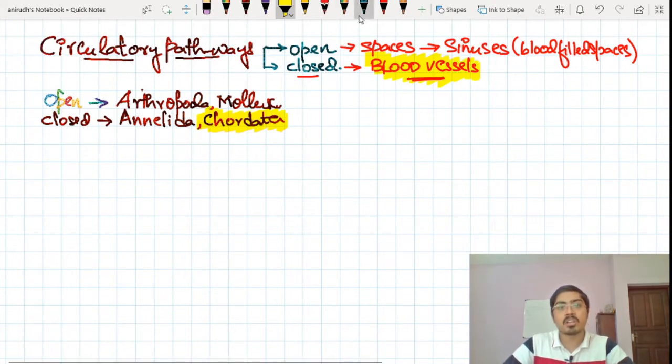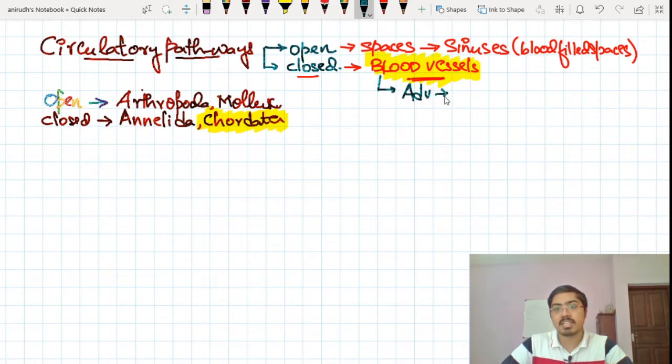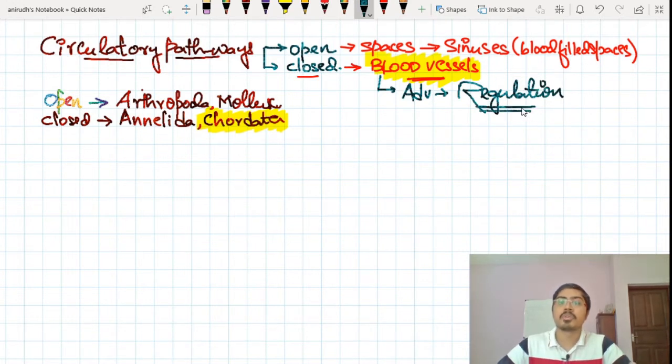Now a very important advantage of this closed circulation is that the blood flow can be regulated. So this regulation is possible with respect to the blood flow. You know that heart, if you require more amount of blood, more amount of oxygen, like say you are exercising, the heart can pump more, so the heart rate can increase, so more amount of blood can pass to the required area, isn't it?